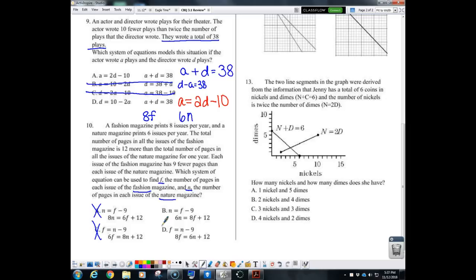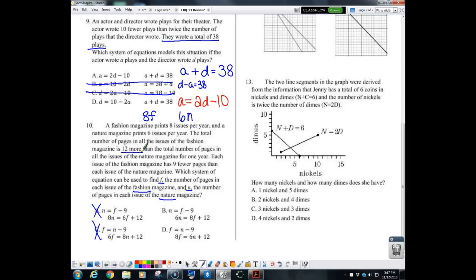Okay, so the total number of pages in all the issues of the fashion magazine is 12 more than the total number of pages in all the issues of the Nature magazine. So 12 more, meaning we're adding 12, right? But what are we adding 12 to? Which one has more of them?